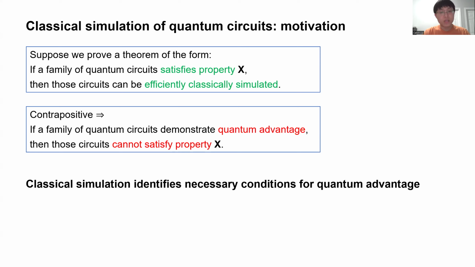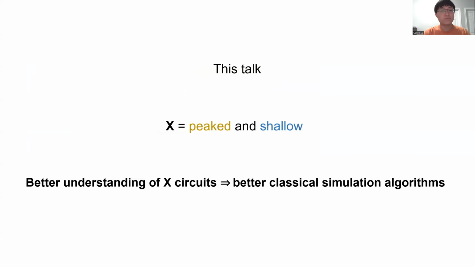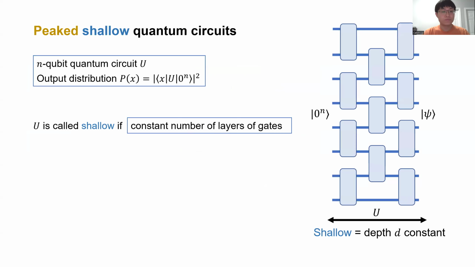Therefore, classical simulation identifies necessary conditions for quantum advantage. In our work, we give classical simulation algorithms for peaked shallow quantum circuits. A second reason why classical simulation can be interesting is because algorithms usually come about from a better understanding of the structure of the circuits satisfying the property X. And this is certainly the case for our work.